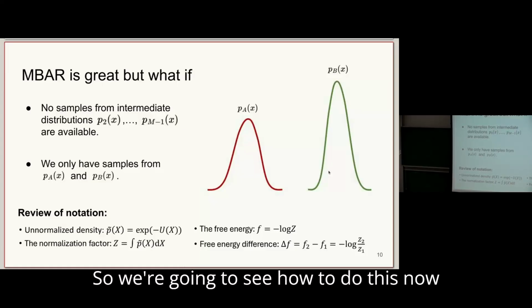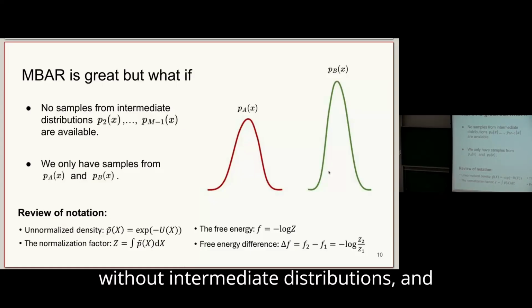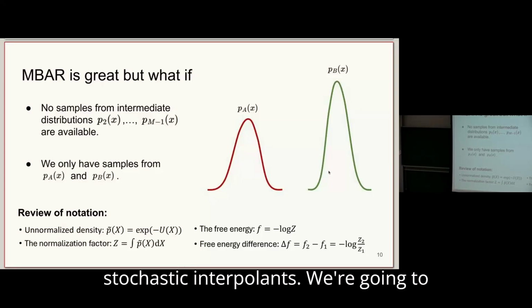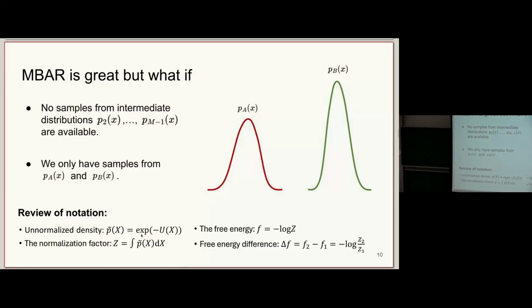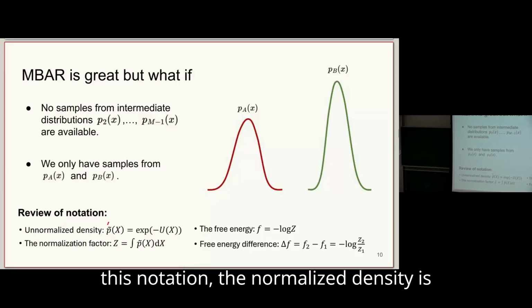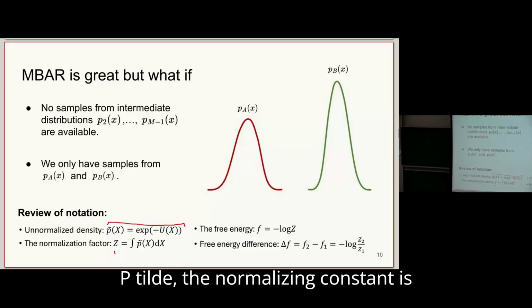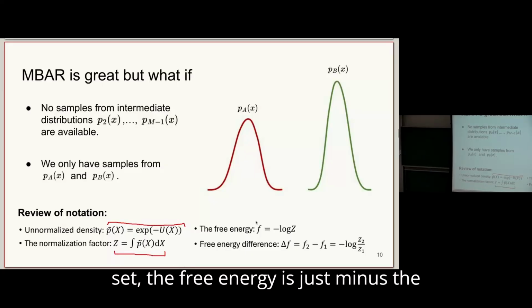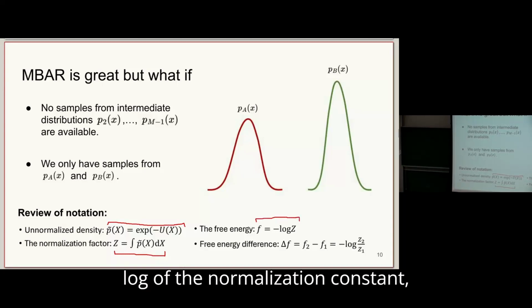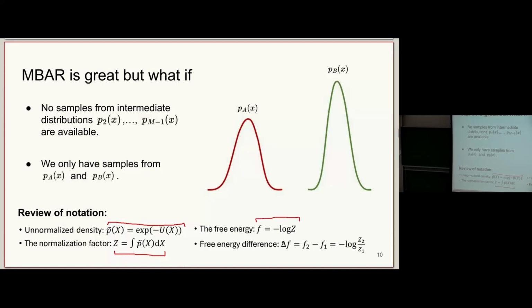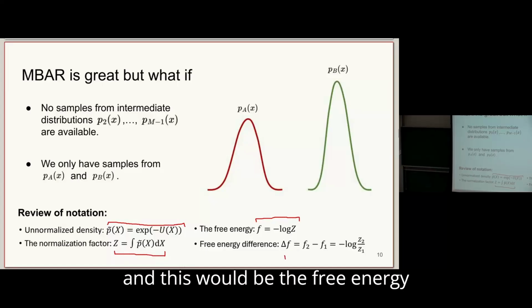So we're going to see how to do this now without intermediate distributions, and of course we are going to use these stochastic interpolants. We're going to use this notation now. The normalized density is P tilde. The normalizing constant is Z. The free energy is just minus the log of the normalization constant. And this would be the free energy difference.